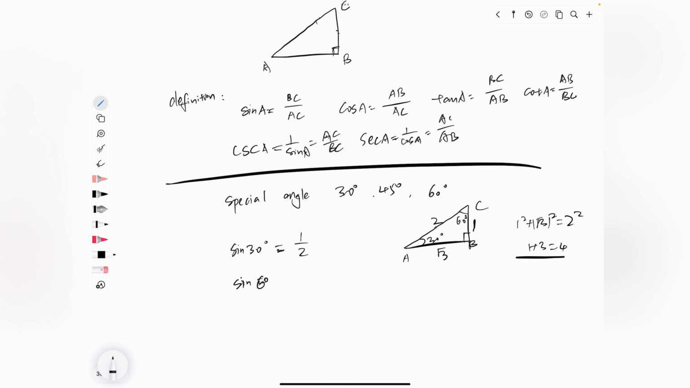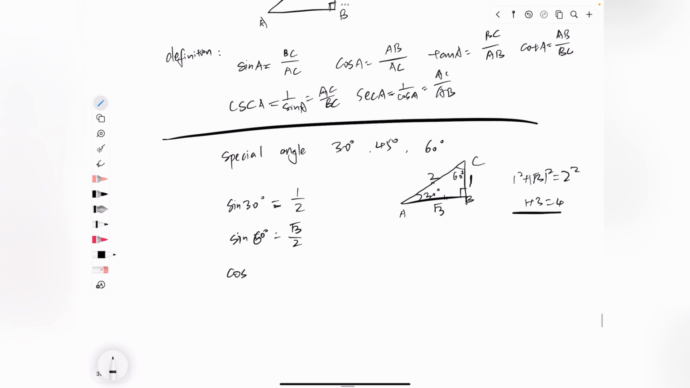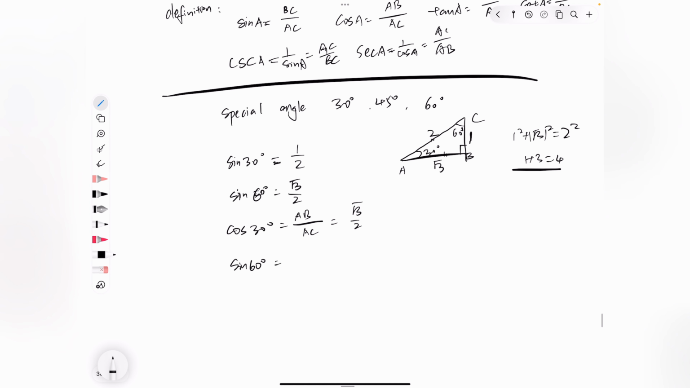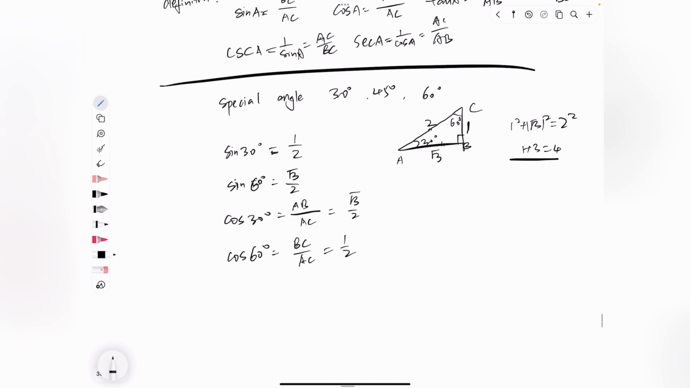And sine 60 will be AB over AC, so root 3 over 2. Cosine 30 will be AB over AC, root 3 over 2. And cosine 60 will be BC over AC, 1 over 2.